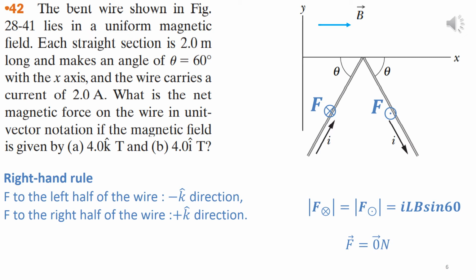You are facing your palm and the fingers are going to your eyes, so it is a point for the second wire. Since they have the same magnitude, ILB sine 90 for each, ILB not sine 90. In this problem, the angle between the current I and B is 60 degrees. So ILB sine 60 for each. But they are opposing each other in direction, that's why F resultant will be 0.